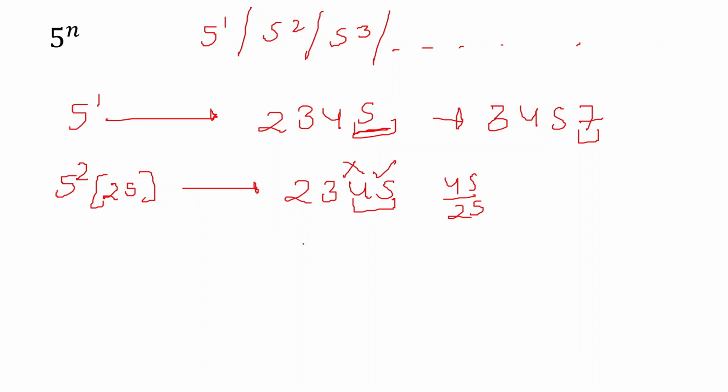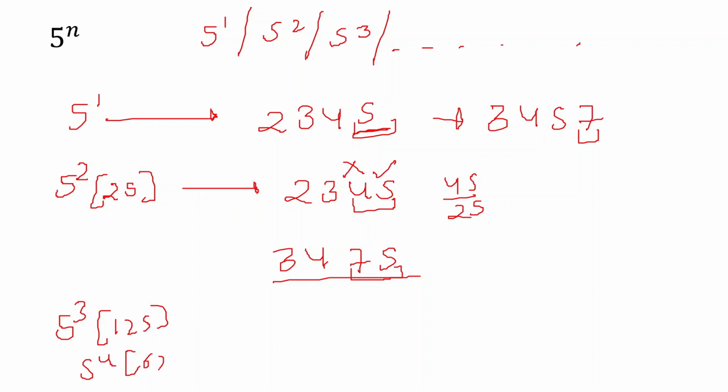I hope this got clear. So let's write some other number. In this number you can see the last two digits are divisible by 25, that's why this number is divisible by 25. Similarly, it goes for 5 to the power 3, 125, and 5 to the power 4, 625. So you can generalize this rule for 5 to the power any number.